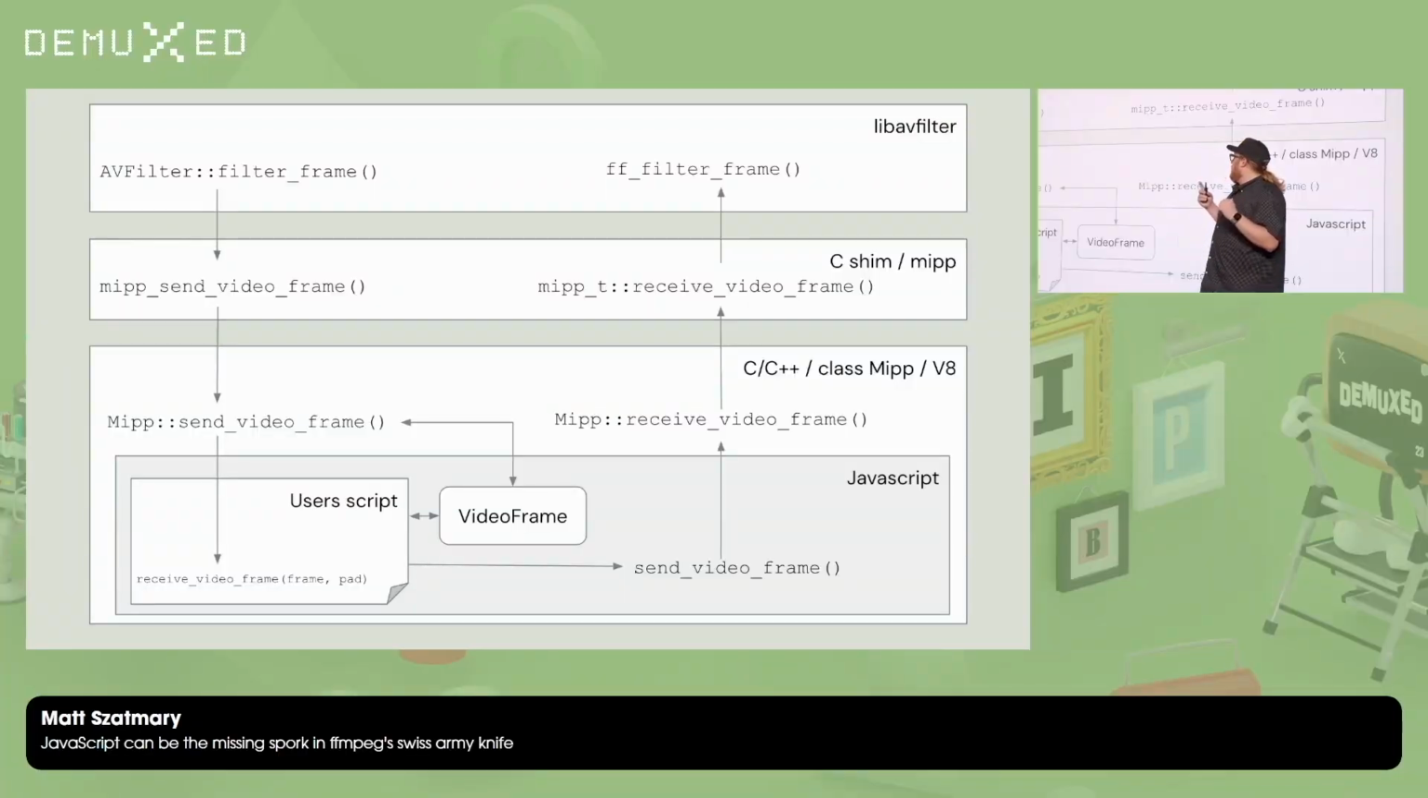So this is the basic flow of that, the block diagram. The code is a little complicated. Hopefully this is what makes it a little clearer, where we basically just send a frame into the user script and then back out, where the video frame is a little sidecar object that can be called from either place.